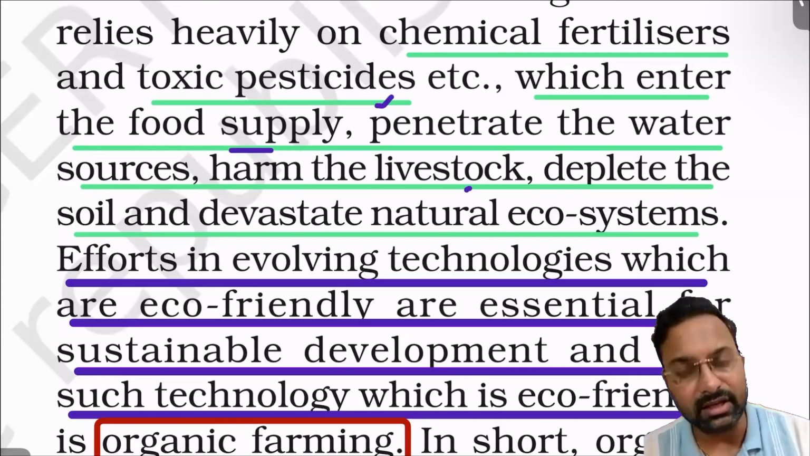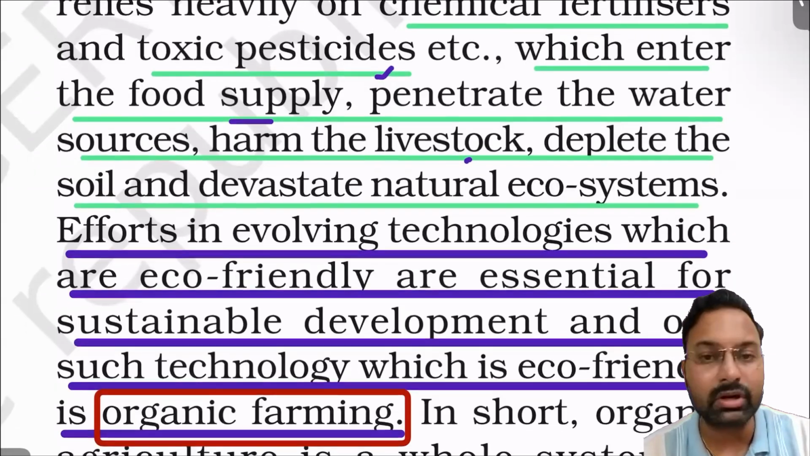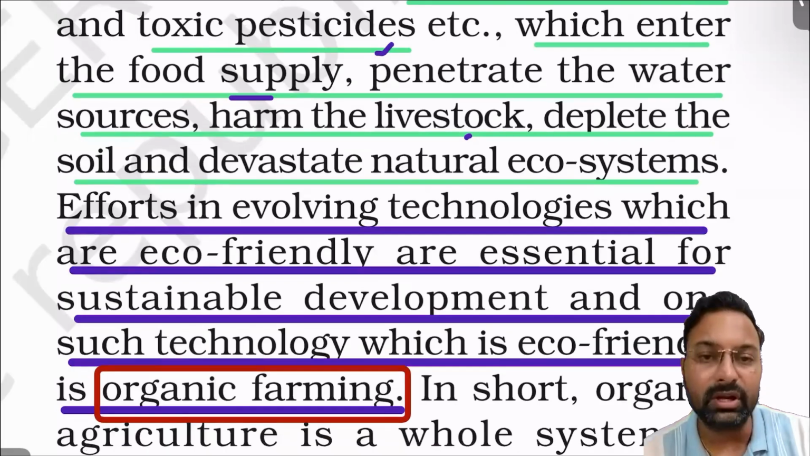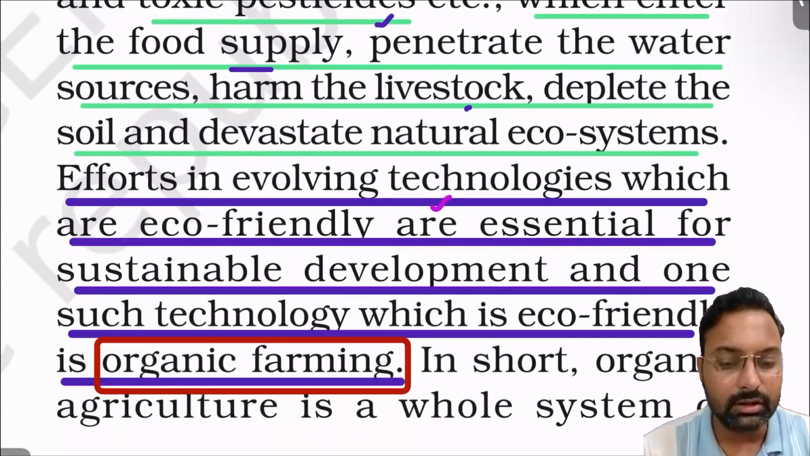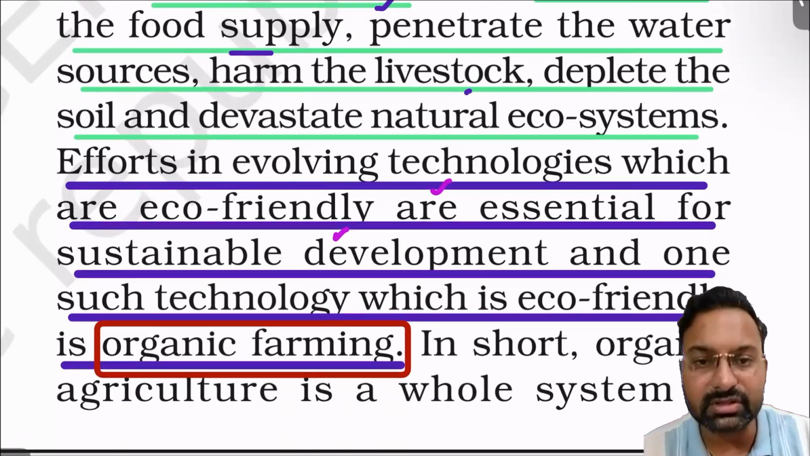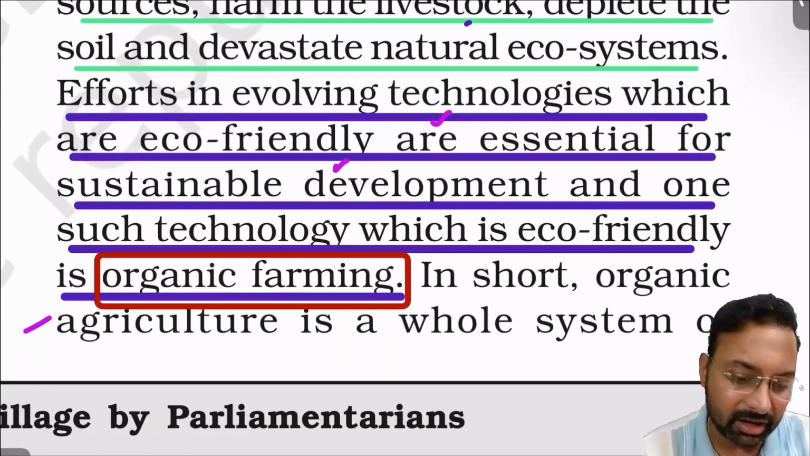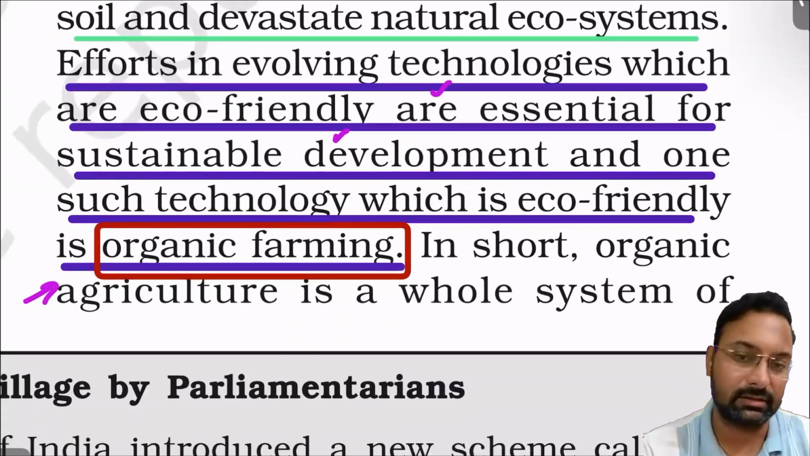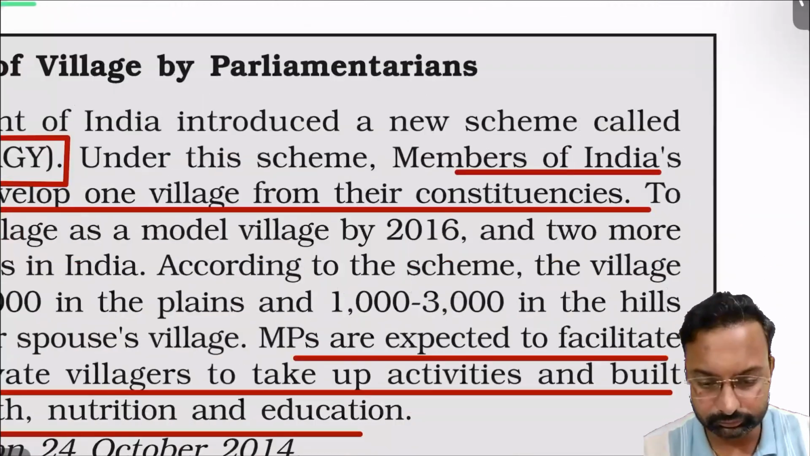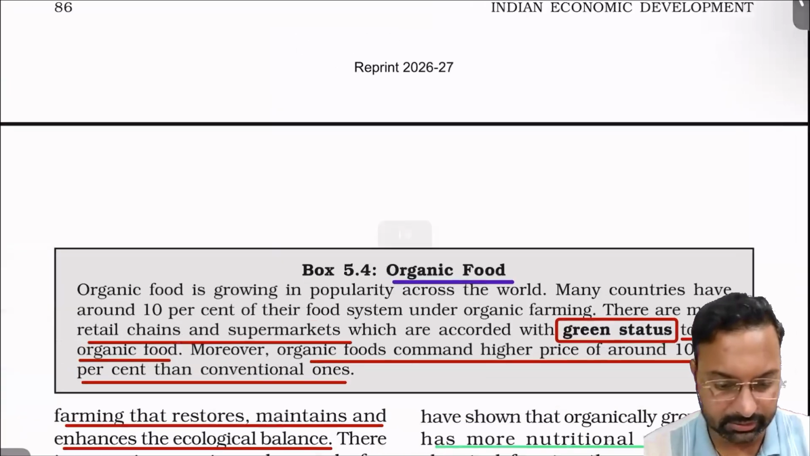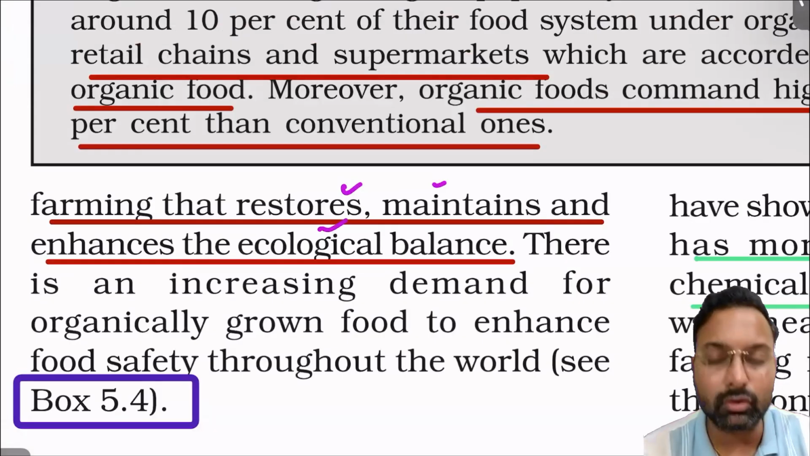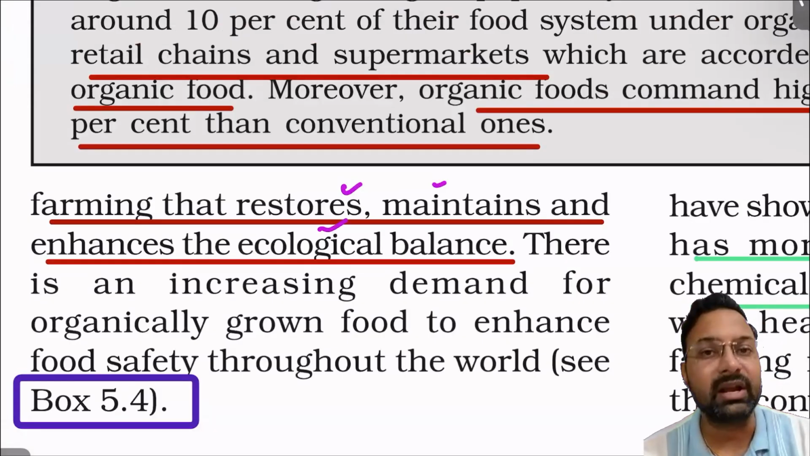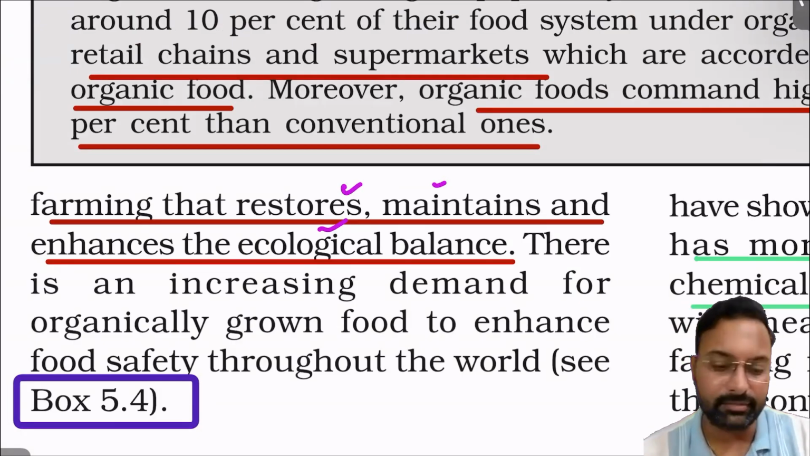So that is the awareness that is growing in the rural and urban areas. Many people are now moving towards organic farming, right? Efforts are being made to evolve technologies which are eco-friendly and essential for sustainable development. Organic farming is one of the best alternatives in that sense, right? We will be discussing these boxes later. Organic farming is farming that restores, maintains, and enhances the ecological balance. This is the benefit of organic farming, right?